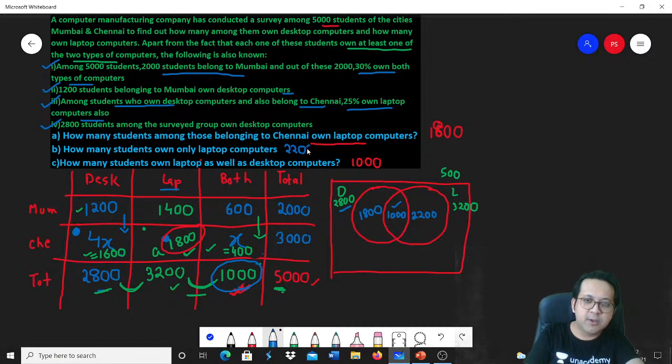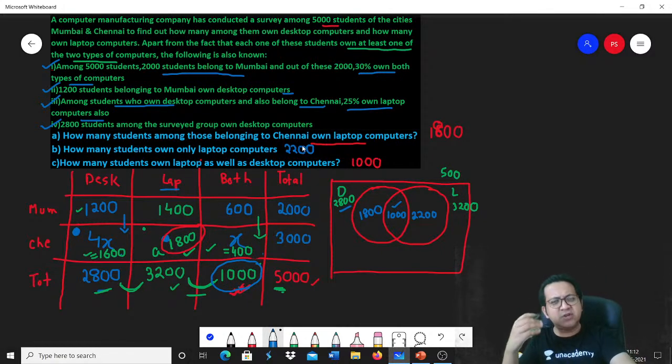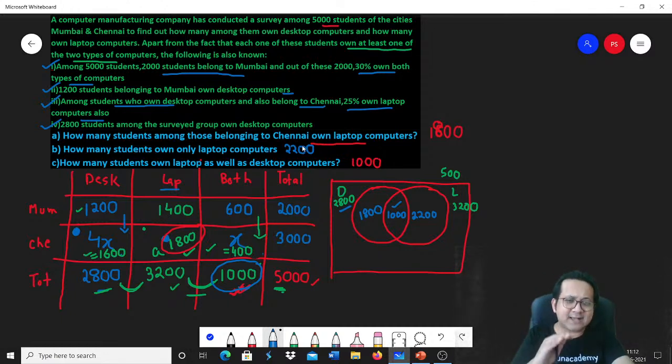Beautiful question. With 4 variables, it is difficult to draw a Venn diagram. Hence, the easiest way of solving this was via this table. And remember, we spent a lot of time analyzing why both means minus. It's not plus. Desktop plus laptop minus both will get you the total. Fine? I think you understood.